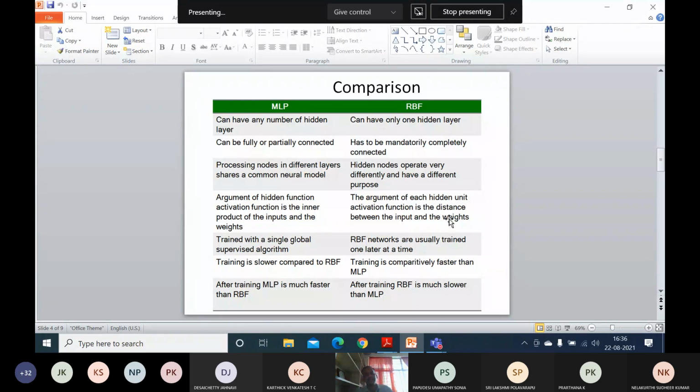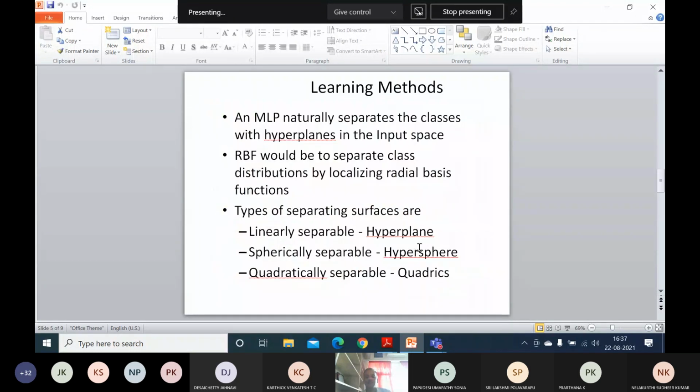In the case of MLP, it is trained with a single global supervised algorithm, but an RBF network is usually trained one layer at a time. First one model will be trained, then the next RBF function, then the other RBF function. Training is comparatively faster than MLP. But after training, MLP is much faster than RBF in the testing case. So training of RBF will be faster, but testing will be much slower than the MLP.